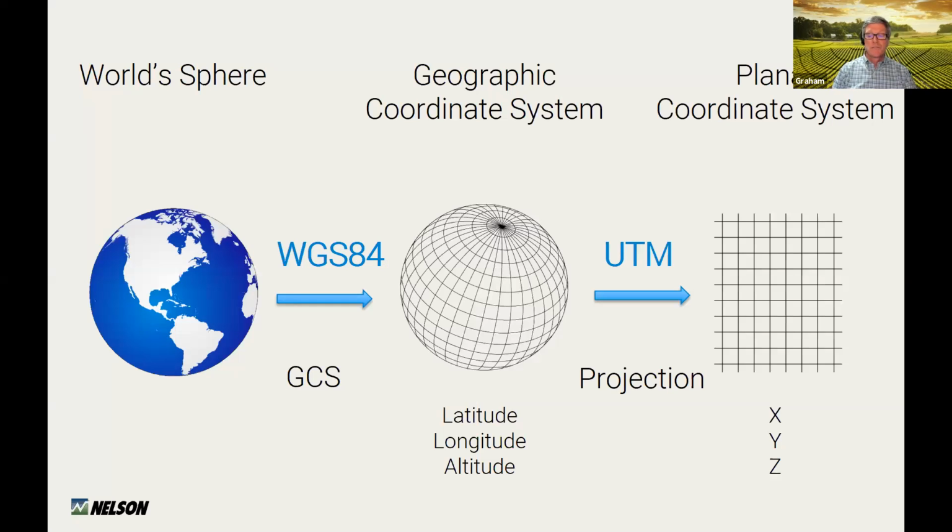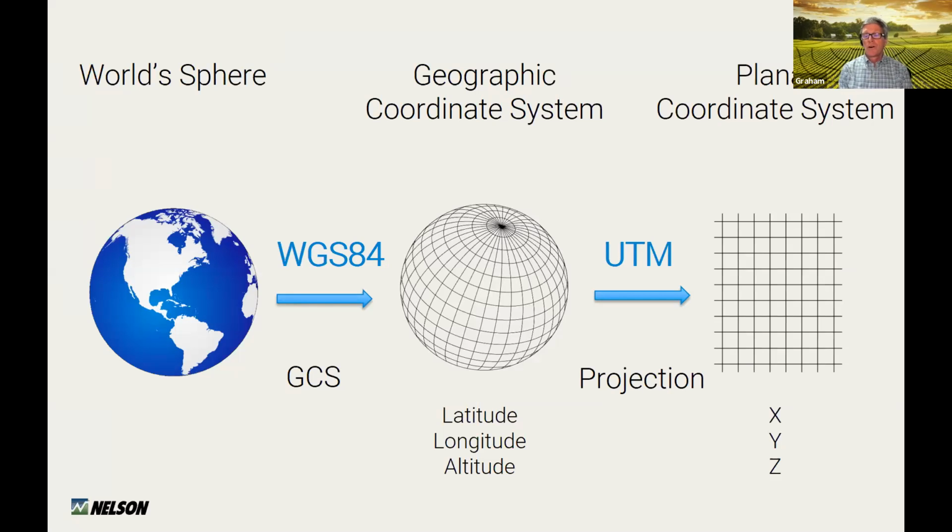The world is a sphere. It's an irregular sphere with a lot of bumps on it. And mathematical models exist that create a geographic coordinate system. WGS-84 is a world geodetic system. It's a mathematical model, and it creates a coordinate system of latitude and longitude.